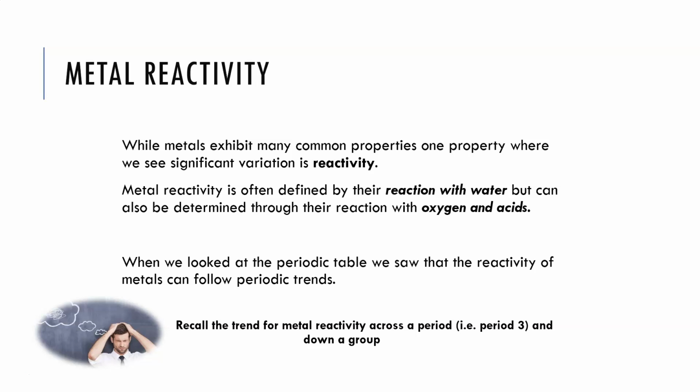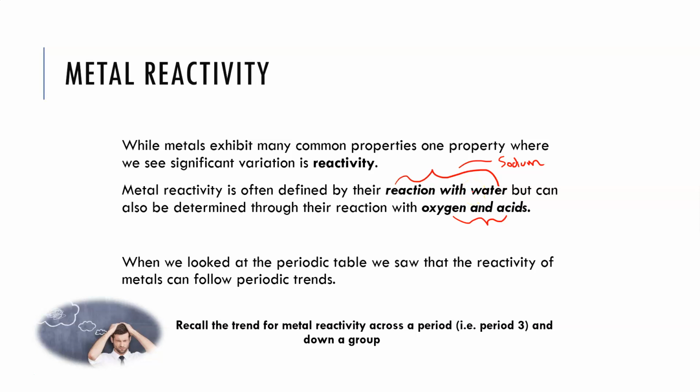As we mentioned when we were looking at the periodic table, metal reactivity can alter. Many different metals have different properties where we see a large variation. This includes reactivity. It's often defined by the reaction with water, so a metal is defined by how reactive it is with water, but can also be determined through the reaction with oxygen and acids. So you may remember we mentioned that sodium and the group 1 metals will react violently with water, whereas we know that things like iron will rust and oxidize in air.